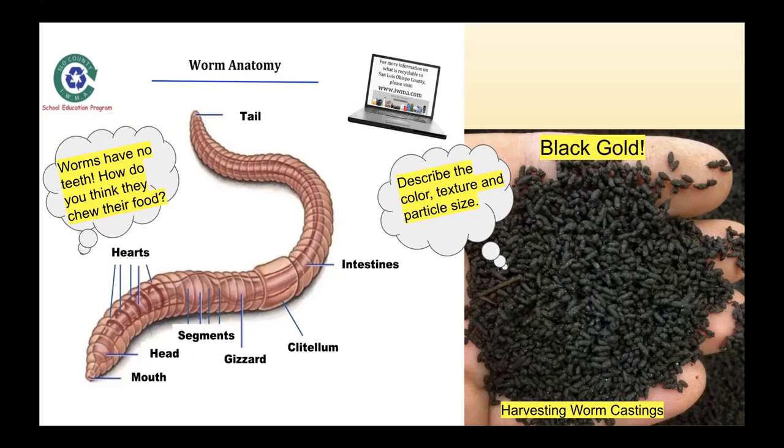And then this is black gold. Black gold is just another name for worm castings. And that is just another name for worm poop. So that worm poop or black gold is super nutritious for plants. It has a lot of good nutrients that the plants need to grow. So if you were to hold that stuff, it would be rather moist. The little particle size, they're very tiny, and it's a deep, rich black color.